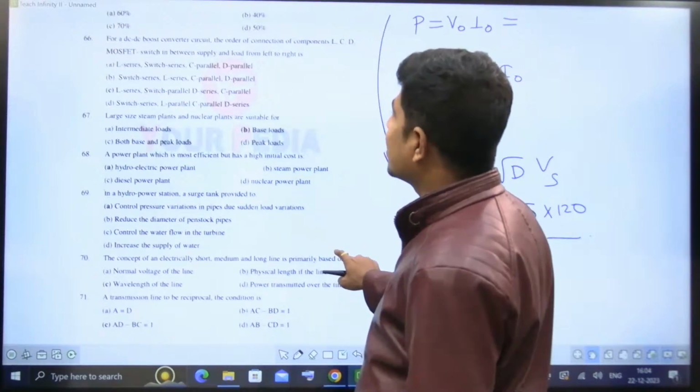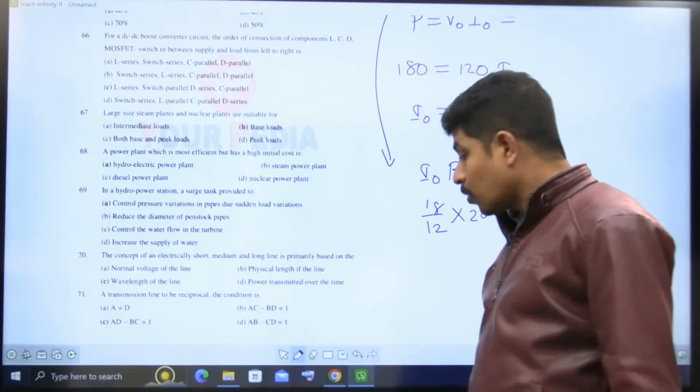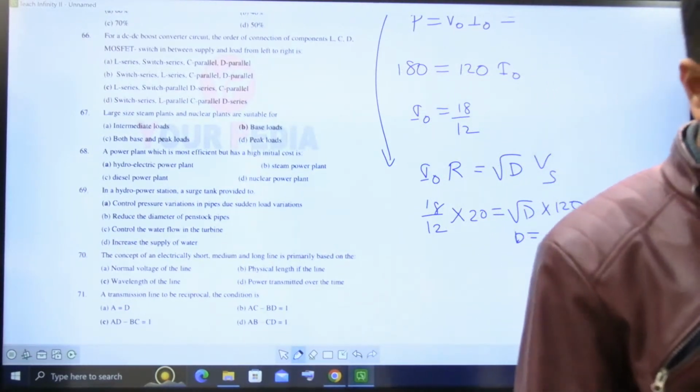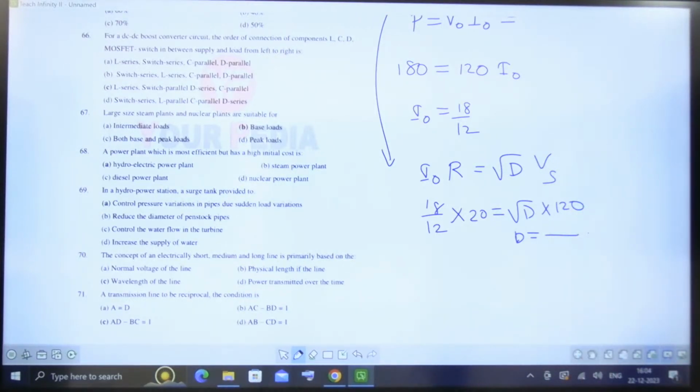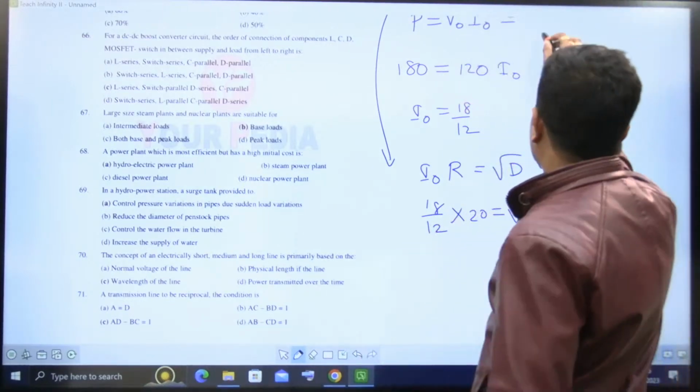Now, next one is question number 66. Read it. He's asking about a DC-DC boost converter circuit, the order of connection of components L, C, D, MOSFET switch between the supply and load from left to right. See, I'll draw this diagram. Just you tell me the possible option.